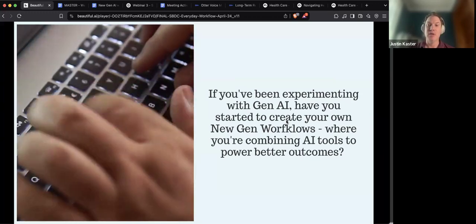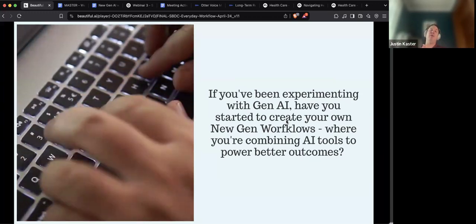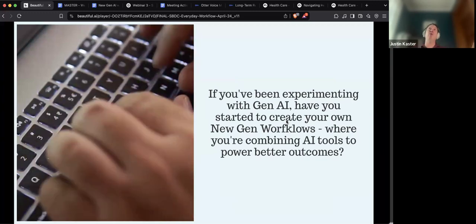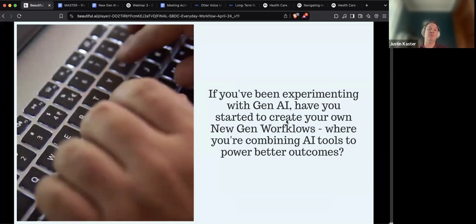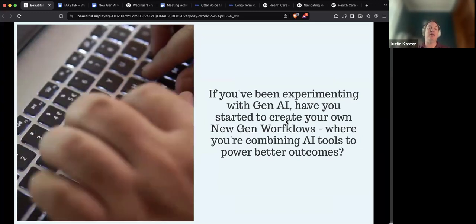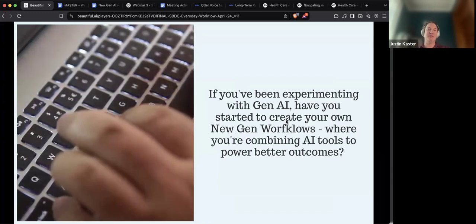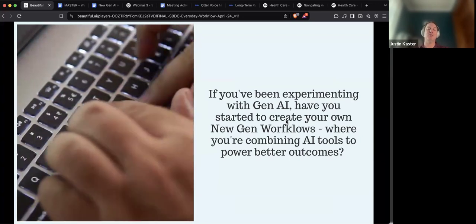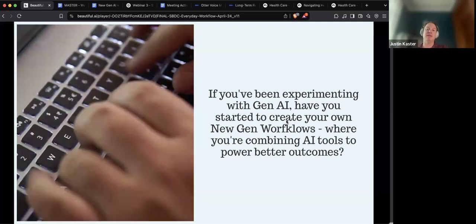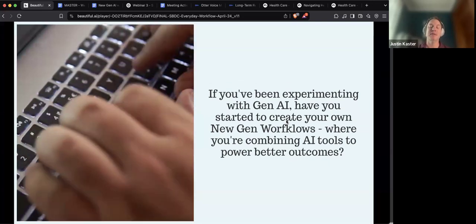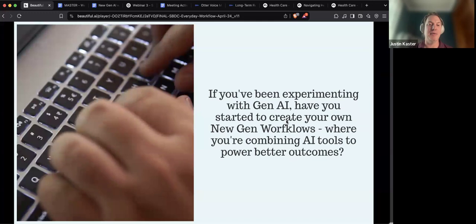in a way that's most useful. So I think my question here is, have folks on the phone started to think about workflows in this way? Have you started to create your own new workflows, piecing together tools that are generative AI tools in a process? So if you have, go ahead and just kind of type that into the chat.